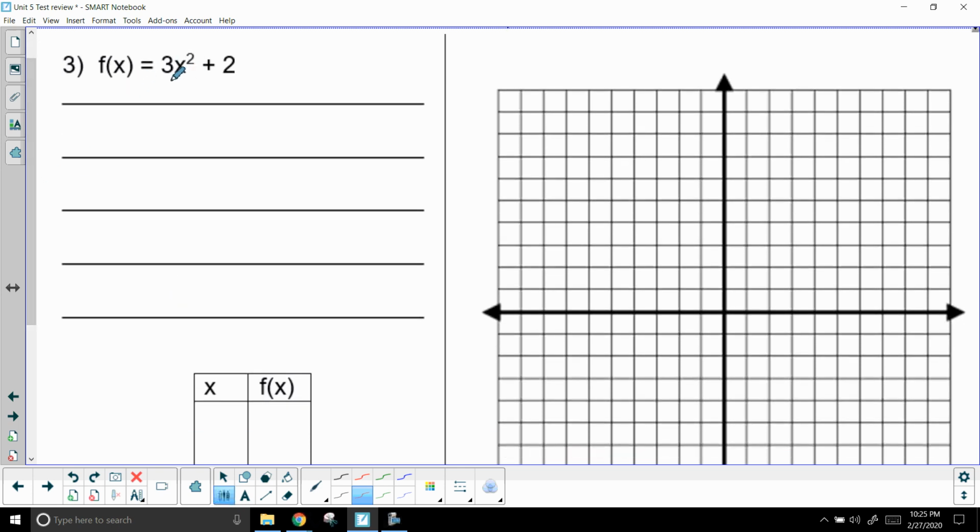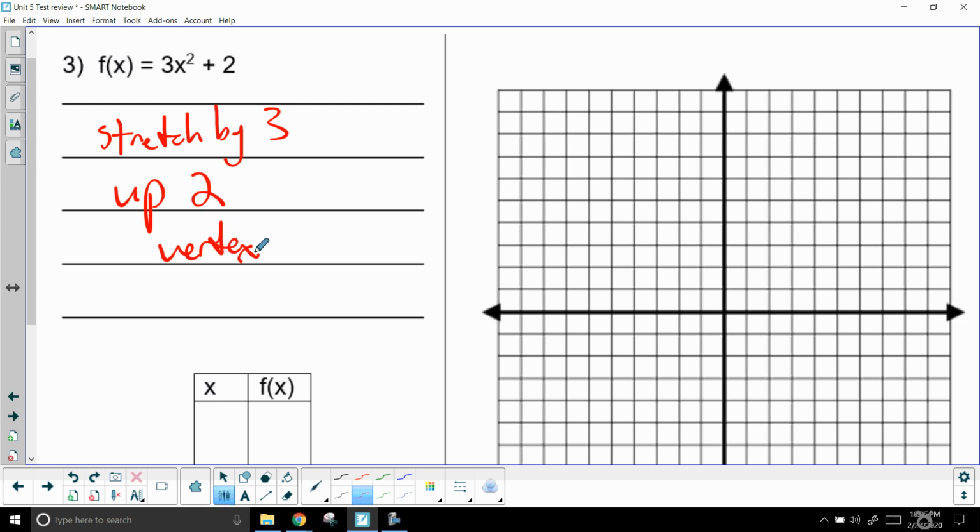There's no negative. There's a 3 here. It's greater than 1, so we're stretching by 3. Nothing's being added or subtracted in parentheses here. Plus 2 means you go up. Vertex is going to be 0, because again, nothing's being added or subtracted, and 2. Come down here to the T-chart.